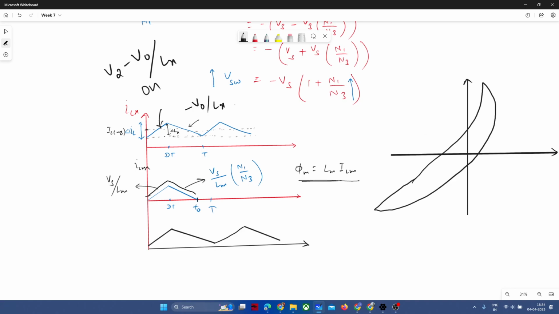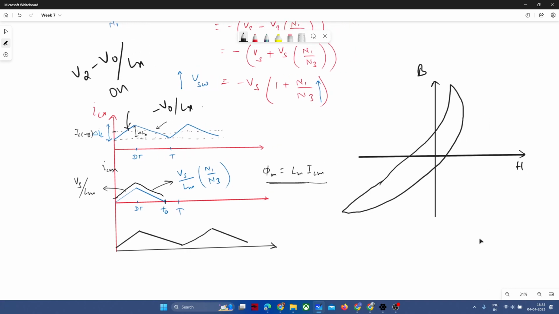So this is kind of a BH curve, okay, and H is proportional to current and B is proportional to flux. Though this figure is not perfect, this kind of BH curve you will generally see. So what happens when you are maintaining your current equal to zero?